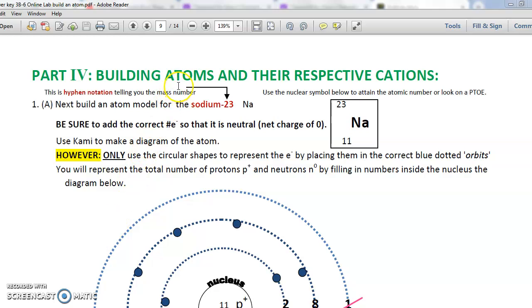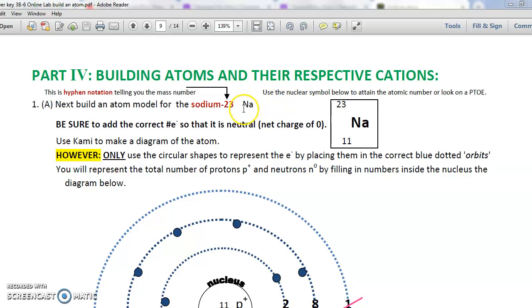In this one, we're going to build atoms, and then we are going to change the atom into a positive ion called a cation by removing electrons. Remember, cations are positive. The way they're positive is because a cation has lost negative electrons, leaving it with more protons than electrons, giving it a positive charge. It's the transfer of electrons that takes place during chemical reactions.